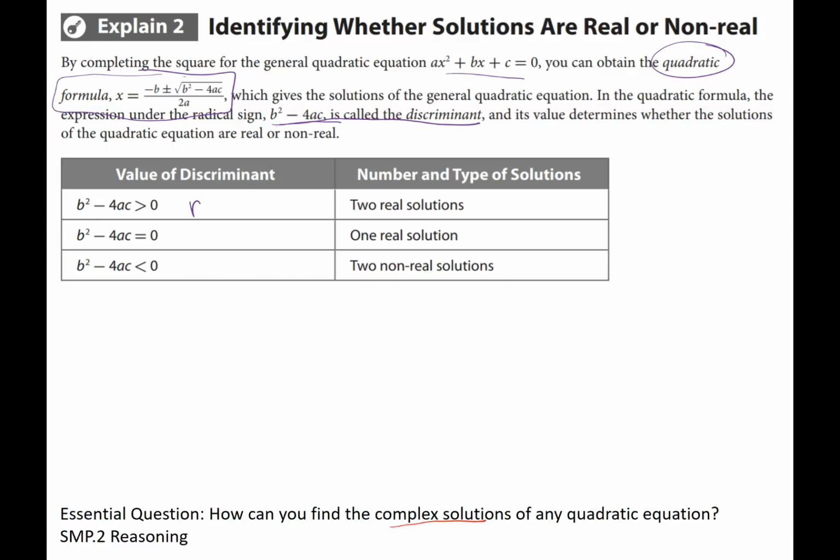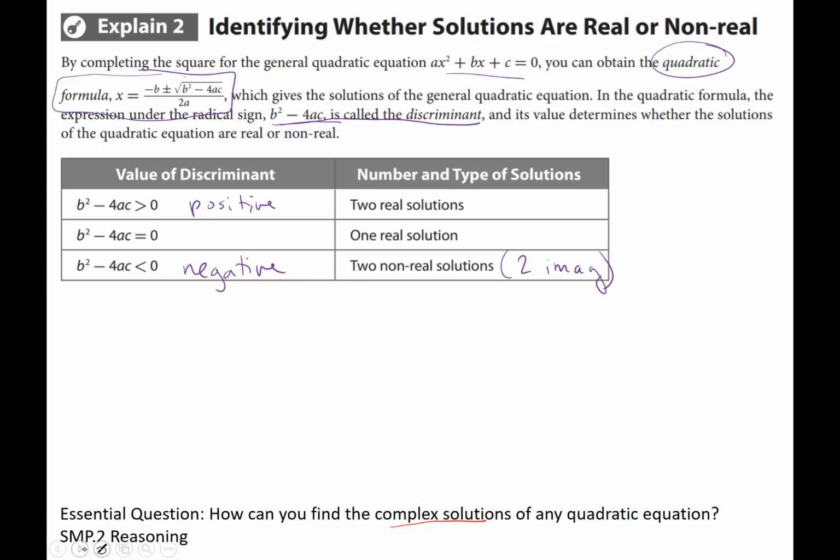If it's greater than 0 or positive, you have two real solutions. If it's equal to 0, there's one real solution. If it's less than 0 or negative, there are two non-real solutions or two imaginary solutions. All right, so we're going to see that.